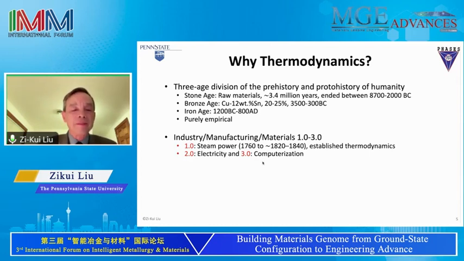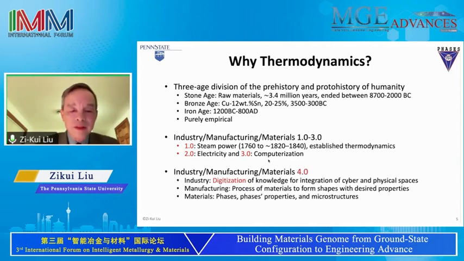Okay. Then we have electricity. We need materials. Computerization. We need materials. So the materials, the man-made materials, are the enabler for all those developments. Today we have the fourth industrial revolution. It's about digitization.